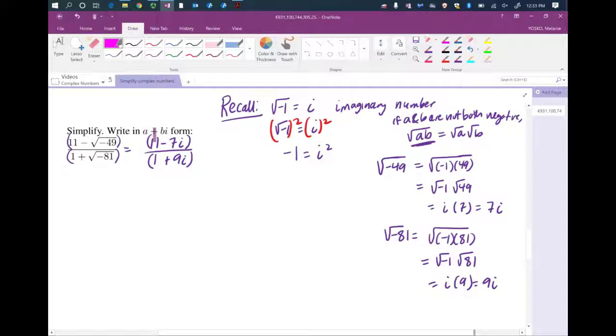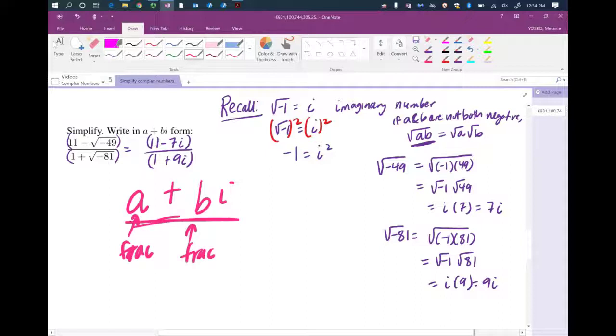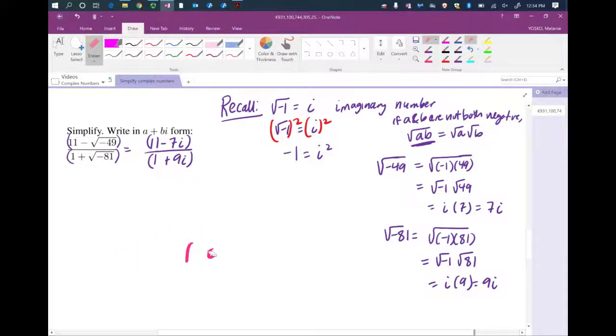And we want to write this in a plus bi form. Notice there's no fractions here, so this is not done enough, and I have i's on the bottom. When you want a plus bi form, you want a, and then plus or minus some number in i. If there's a fraction, this can be a fraction, this can be a fraction, but you can't have one big fraction. Definitely can't have an i on the denominator. So I'm going to need to clean that up.